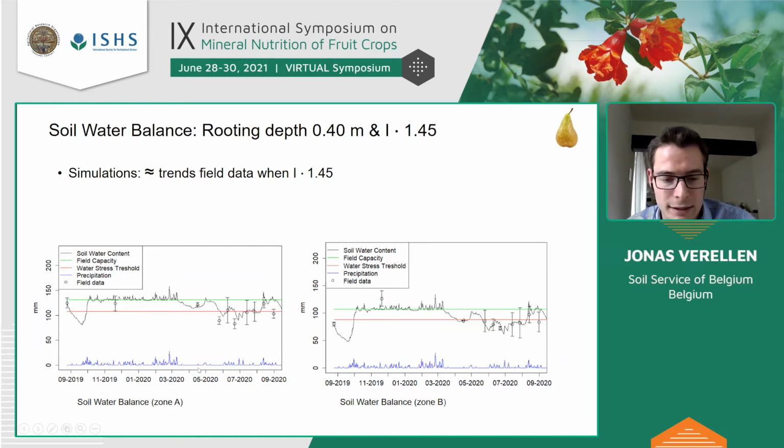And as you can see nicely in these graphs, as you compare zone A with zone B, a longer period of water stress is simulated in zone B, which we could also see in the previous results and field observations. So the soil water balance corresponds with the previous observations and probably gives a realistic view of the soil water content in the orchards.